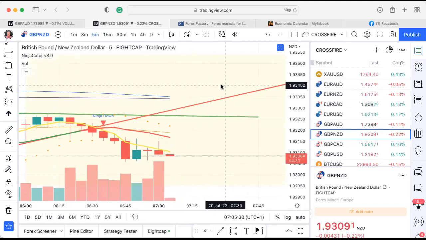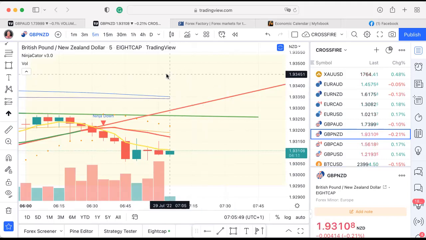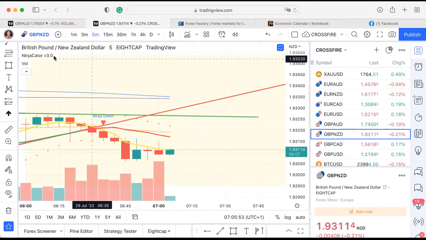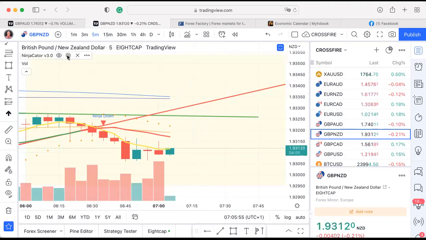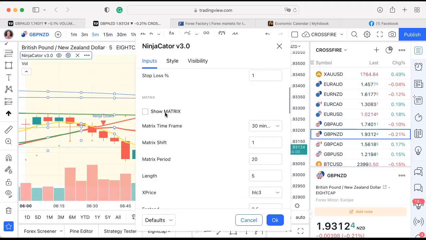Richard, your blue moving average, that's a 200, is it? Correct. And then the one underneath that is the 800. Yeah, 800. Okay, I need to probably put those on my chart. I've got the blue one on, and I've got the yellow one and the orange one. I need to put the purple one on, the EMA. For that you go to Ninjacator.